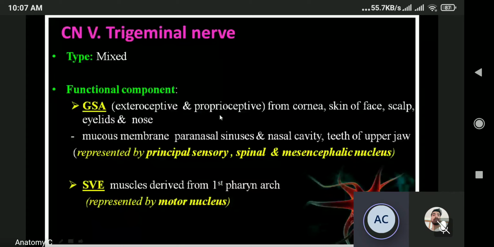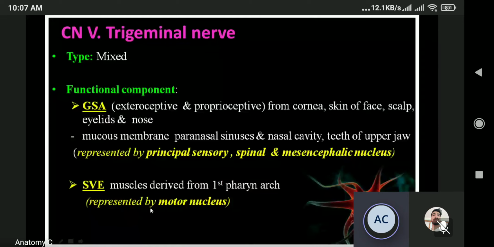So from the cornea, skin of face, scalp, eyelid, nose, paranasal sinus, nasal cavity, teeth of upper jaw, from this area, it will carry the general sensation. And to carry the general sensation, we have the nucleus for that, which will sense each different sensation. We have the principal, spinal, mesencephalic. These are the three different types of sensory nucleus of the trigeminal nerve.